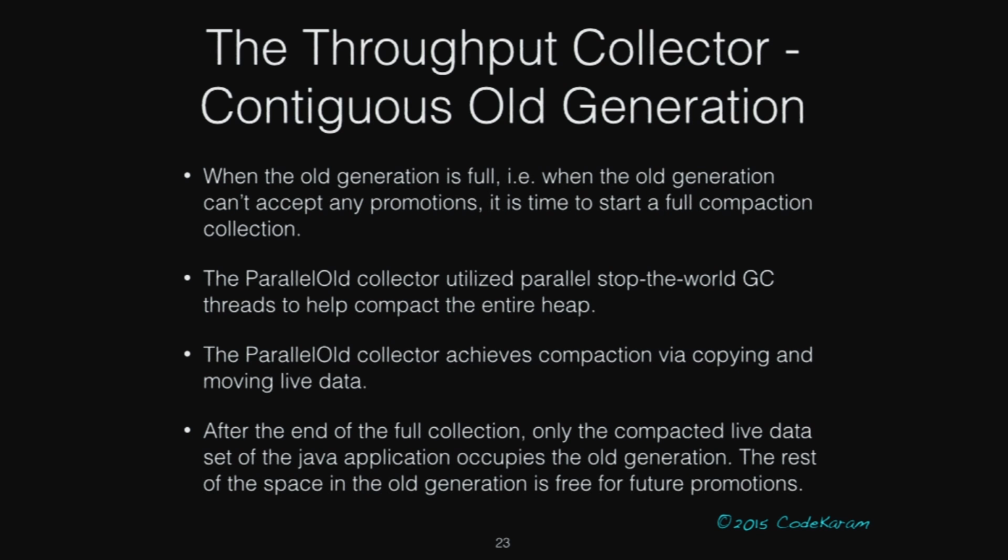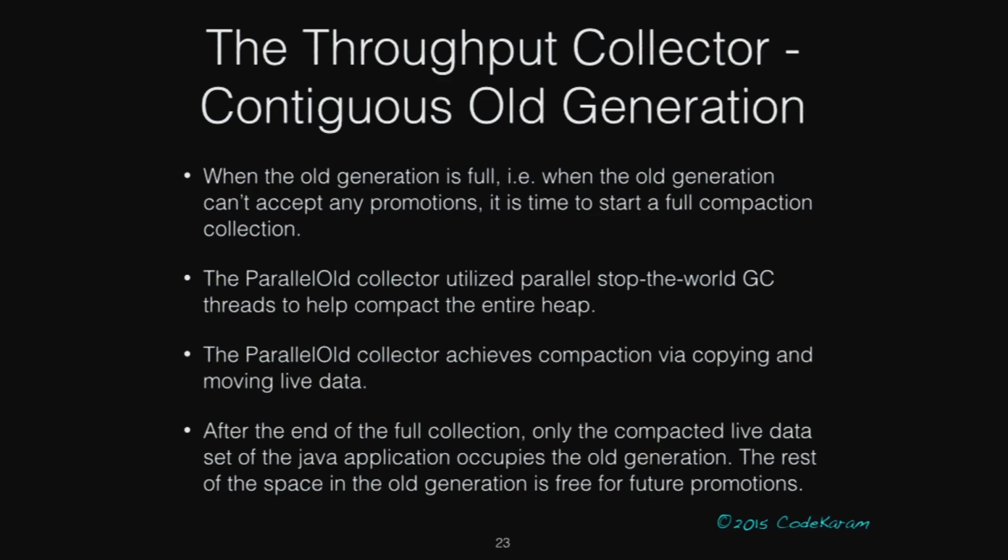So now let's talk about the contiguous old generation. Once your old generation is full, basically when the old generation cannot accept any more promotions, it's time to start a full compacting collection. The parallel old collector that I'm talking about here utilizes parallel stop the world garbage collection threads to help compact the entire heap. How does it achieve compaction? It achieves compaction by copying. So basically, the parallel collector for the old generation is a mark, sweep, and compact collector, right? And what happens at the end of compaction is all your live objects are in one place, and then you have this free space available for future promotions.